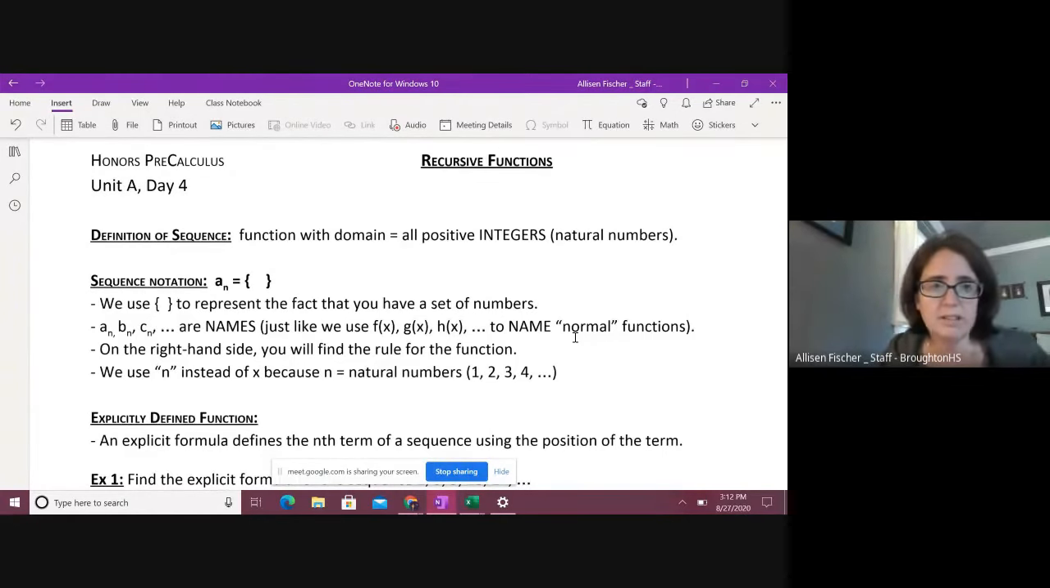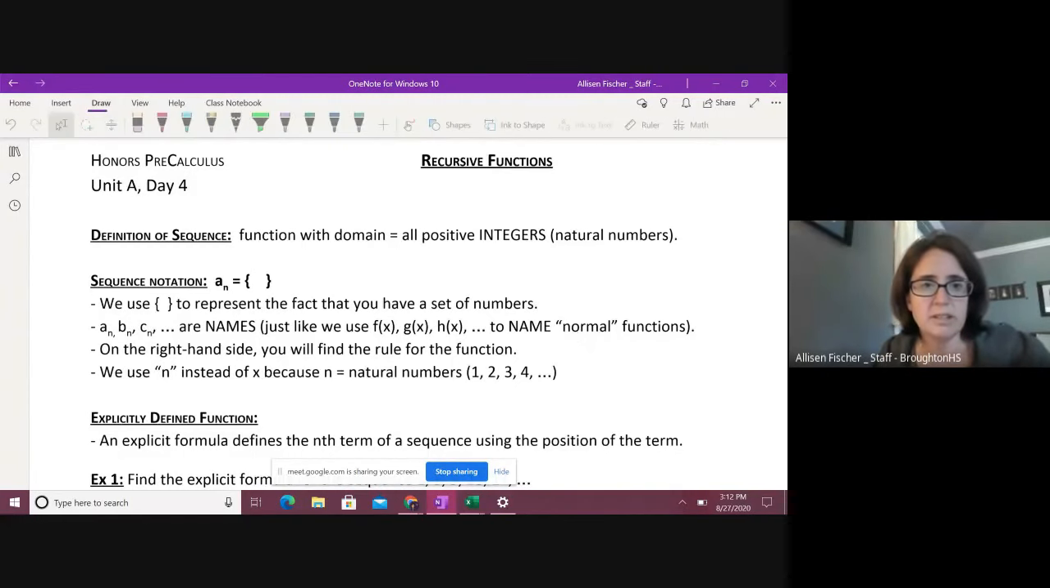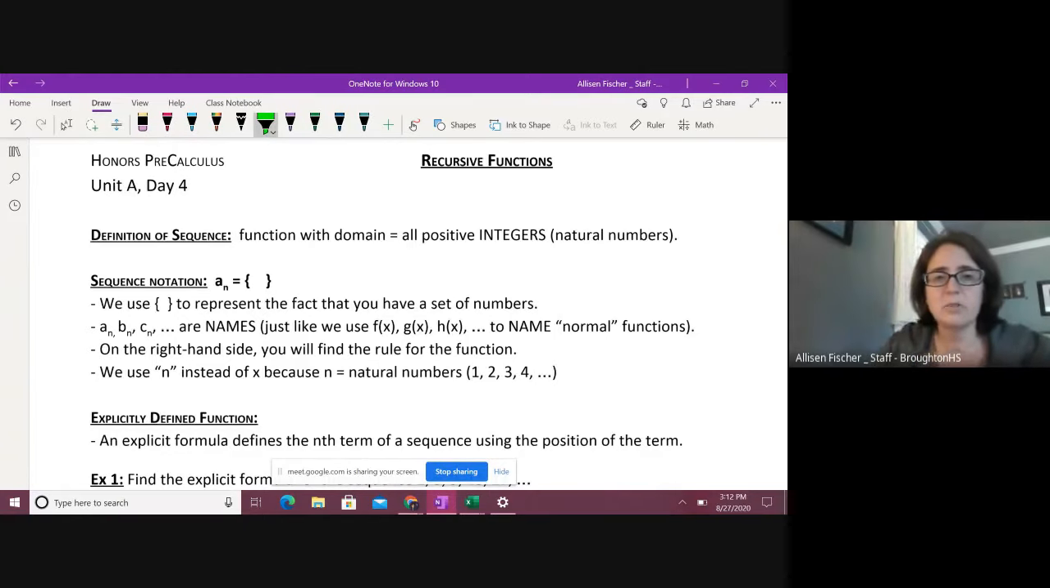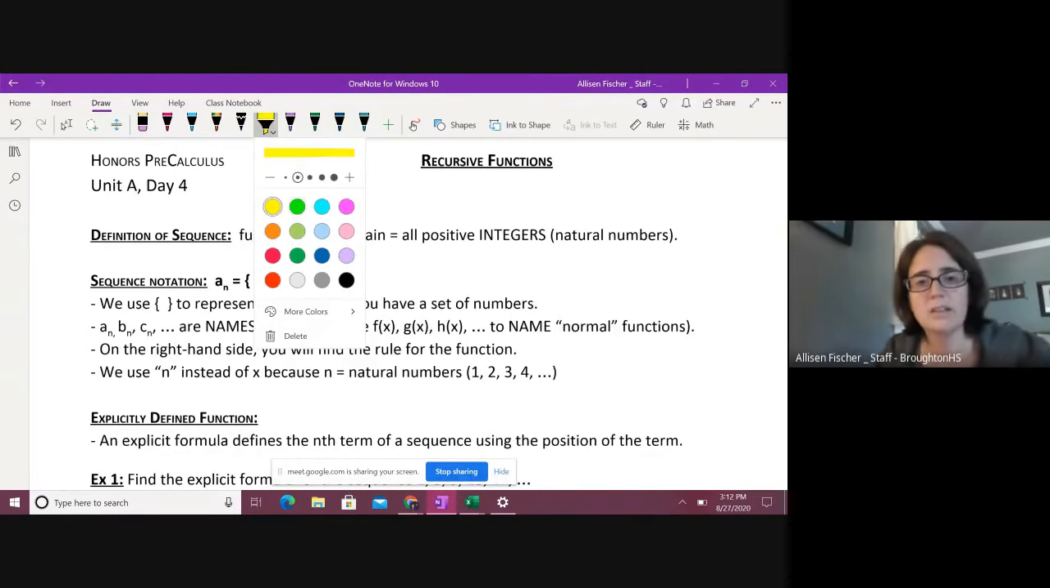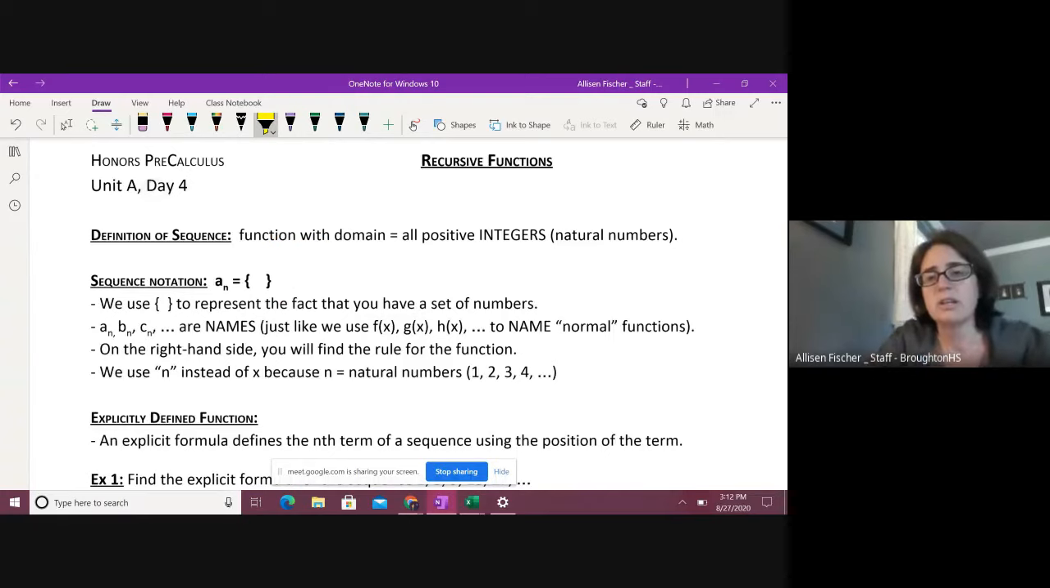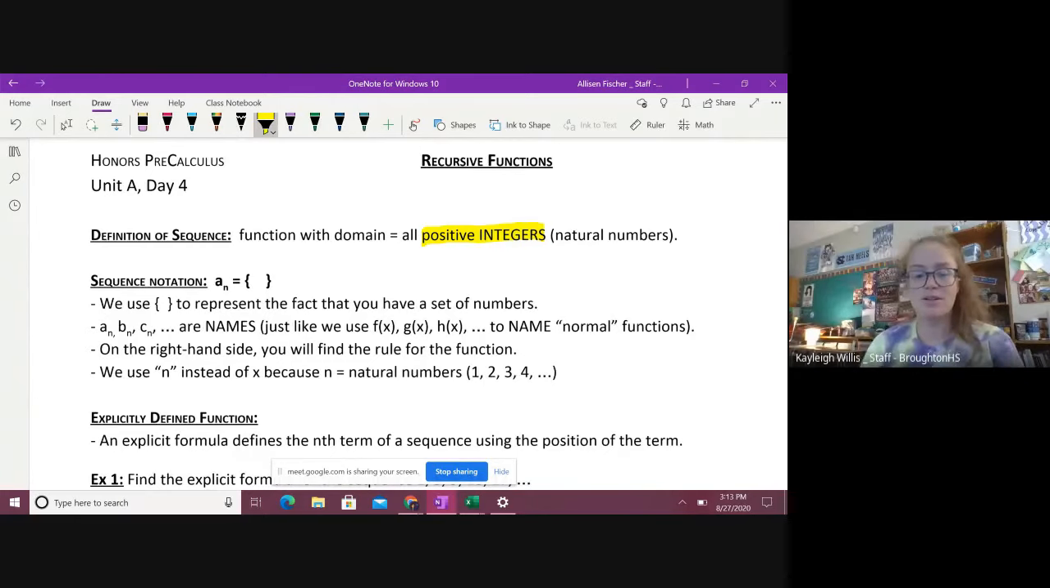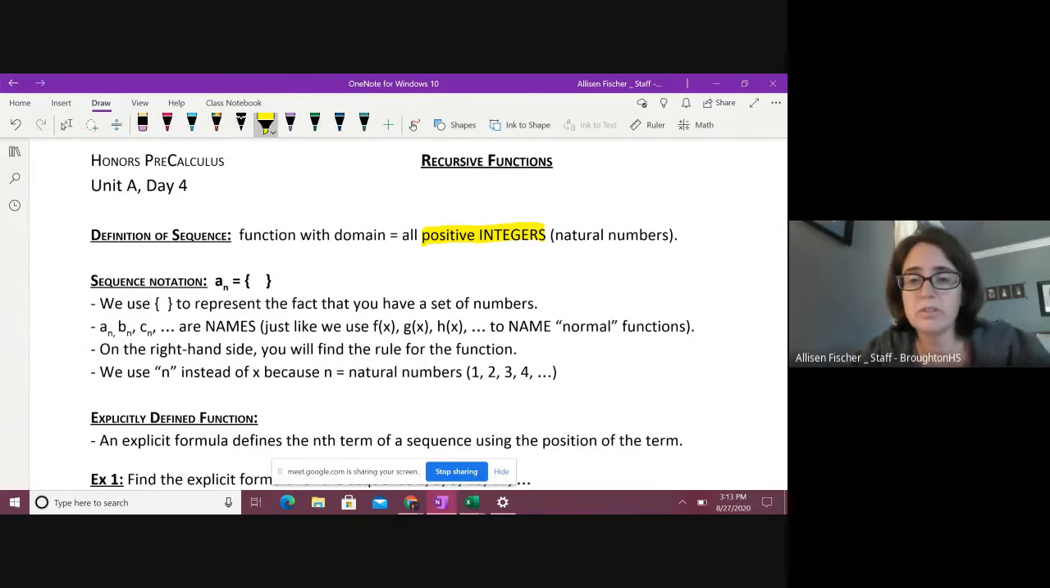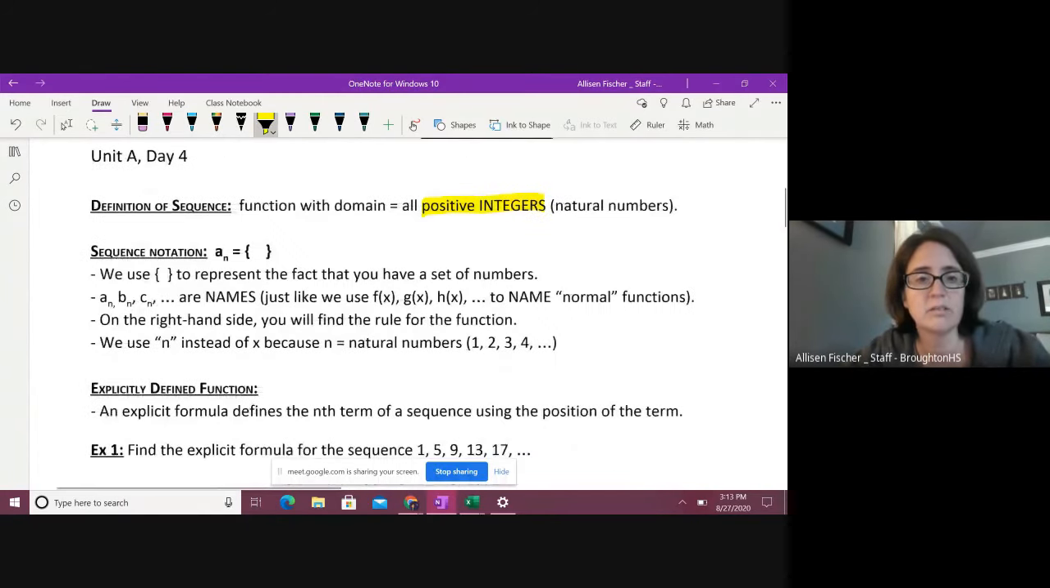So at the very top, you've got a definition of what a sequence is. It is a function that has a domain of all positive integers. So the positive integers are the natural numbers. Those are the ones you learn to count. So 1, 2, 3, 4. Nothing negative, no decimals, not zero. No zero, just the ones you learn to count with. And I don't think your parents taught you how to count starting with zero.